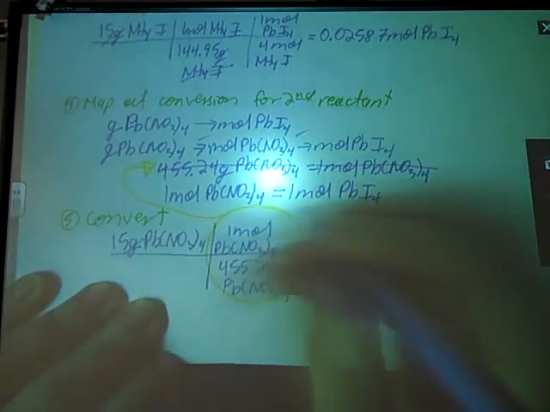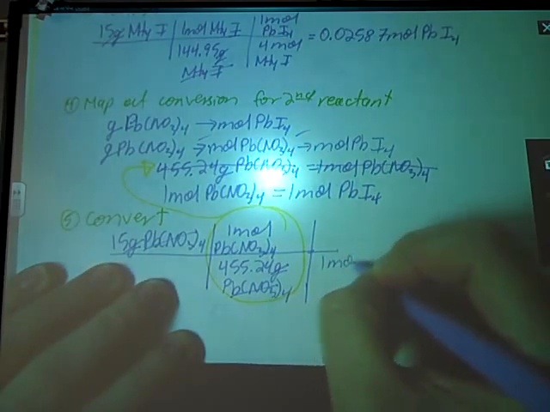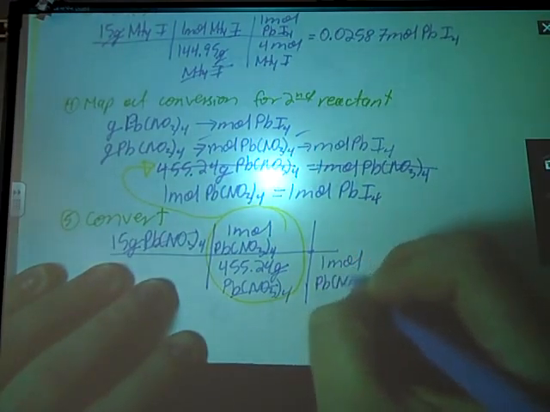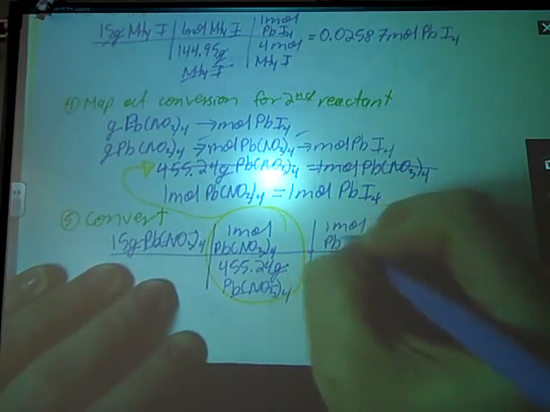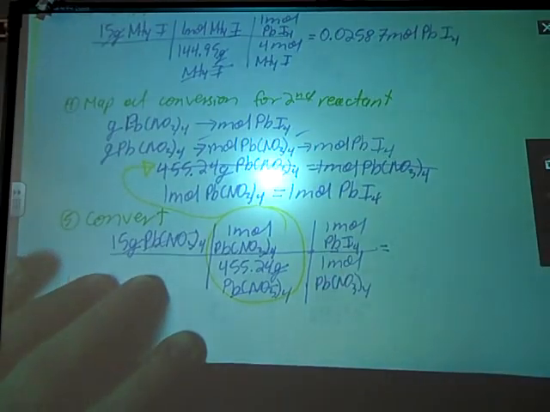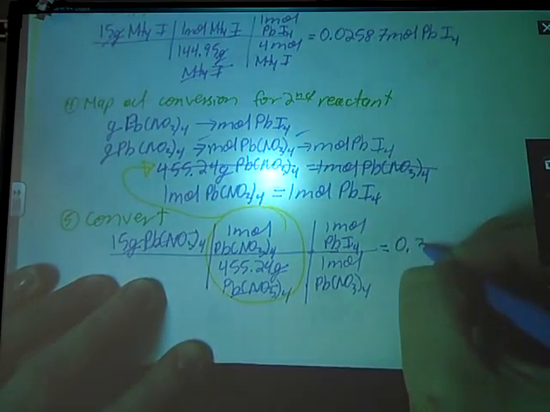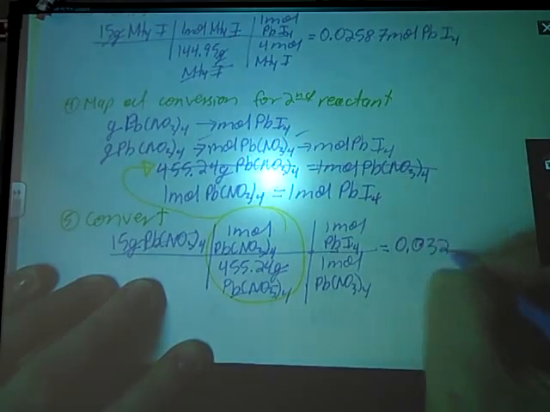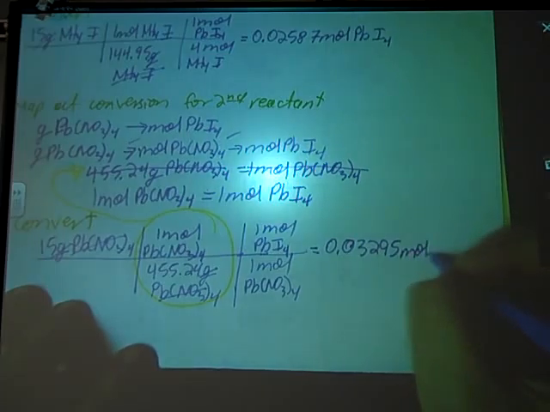So let's see, grams cancel, lead nitrate cancels. 1 mole lead nitrate to 1 mole lead iodide. So that's 15 divided by that 455 number. 0.03295. And this is moles of lead iodide.